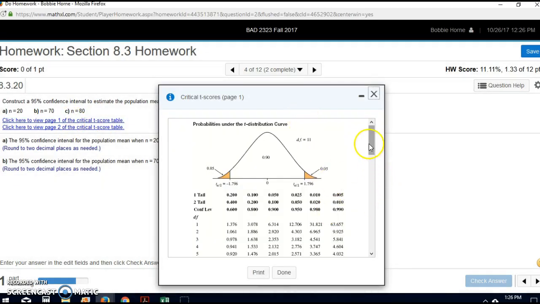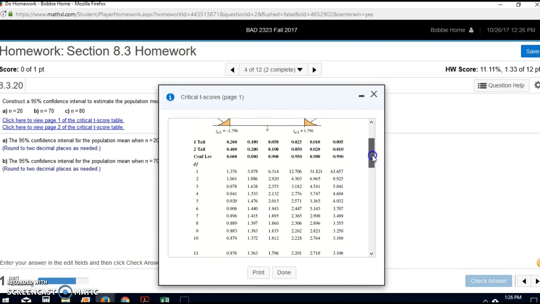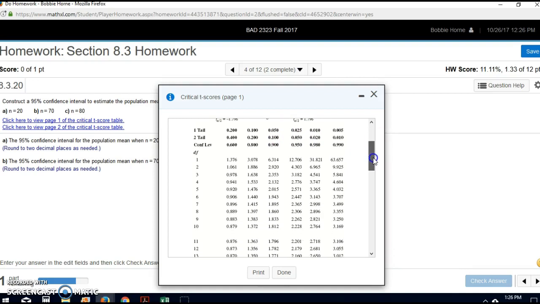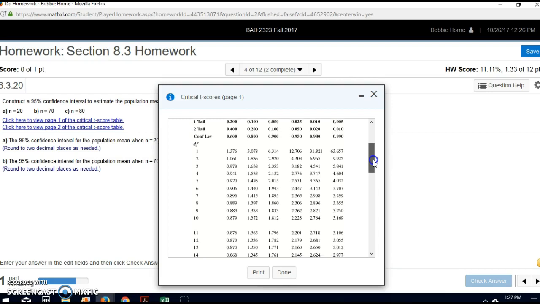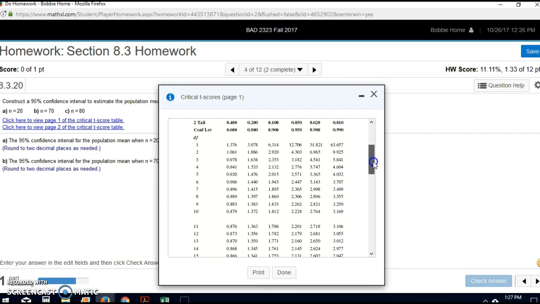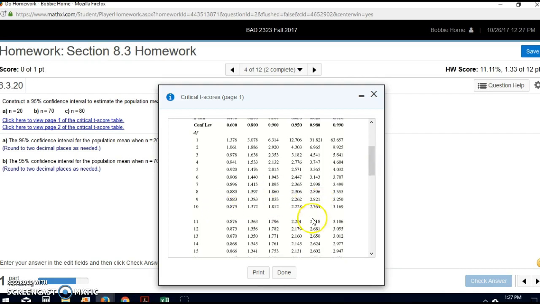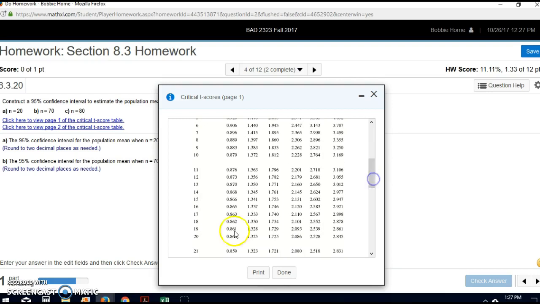So let's look. We know we want a 95% confidence level. So if we look at 95%, I'm looking at one more thing before we look at 95%. We need to go, it's the third column from the right side. We need to go to 19.